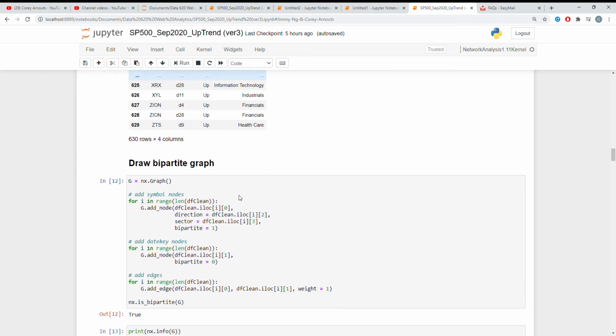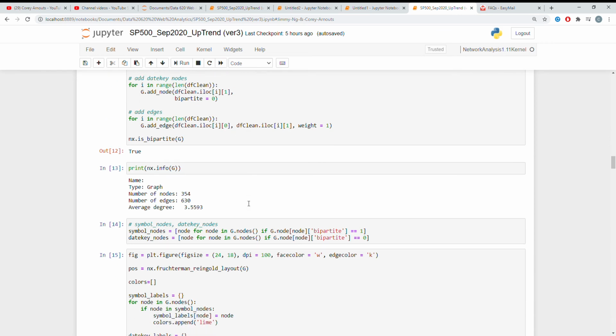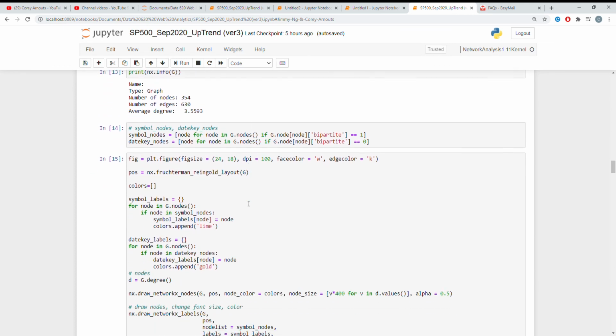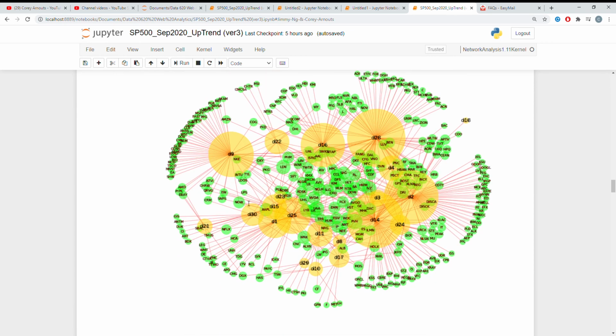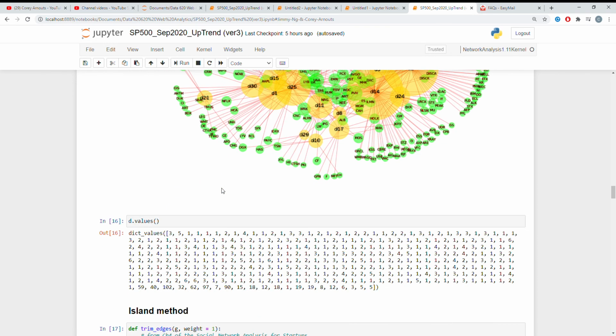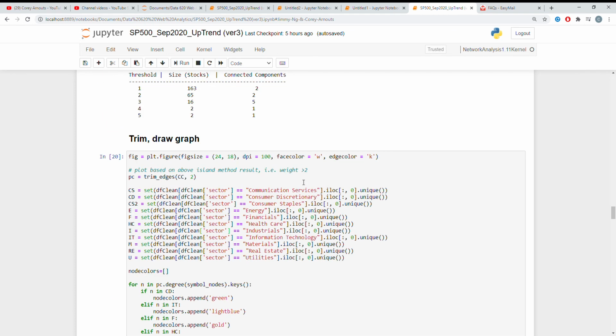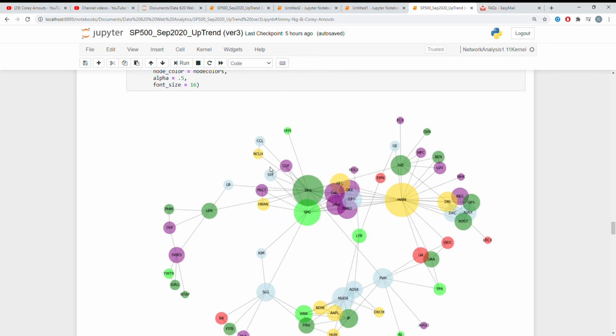So we clean up the data frame and draw a bipartite graph, looking at the nodes and the edges. A little further down, you can see how the network is starting to break up into different segments, with values of the connections here. We use the island method to show only some of the stronger connections that exist in the network. So that's what we're doing here in trimming the graph.